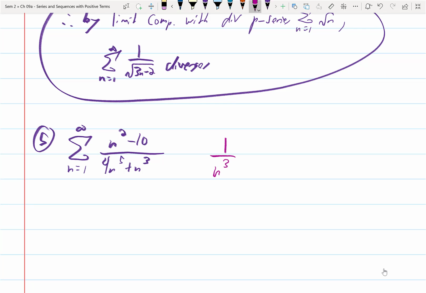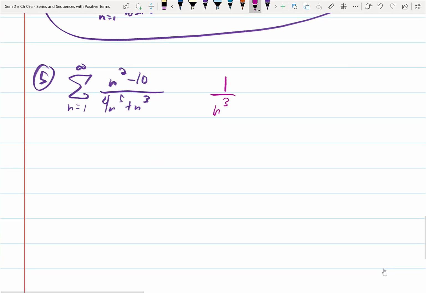The denominator degree difference is 3 more than the numerator. It is acting like 1/4 times that. You guys see that? At least in terms of limits. Remember, your biggest powers overrule what's going on. So this is acting like a 1 over n cubed type function or series. So what I can do is go limit as n approaches infinity of n squared minus 10 over 4n to the 5th plus n cubed over 1 over n cubed.